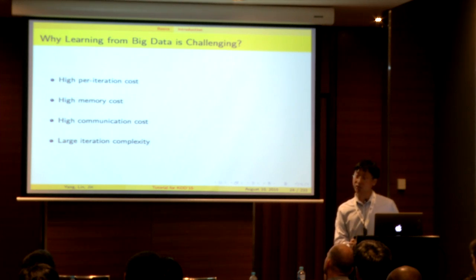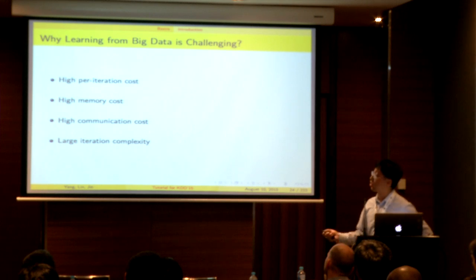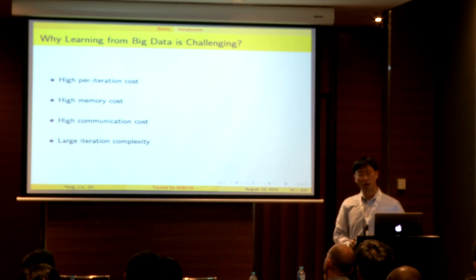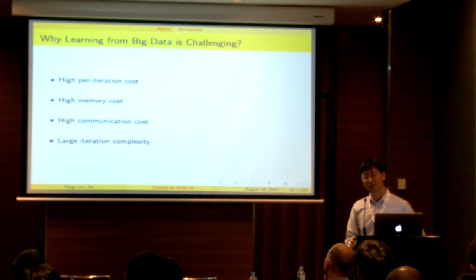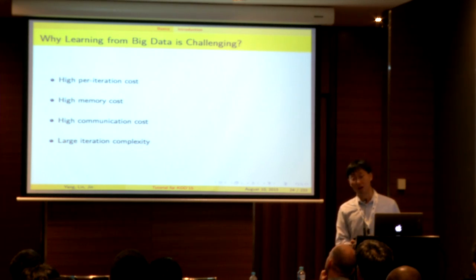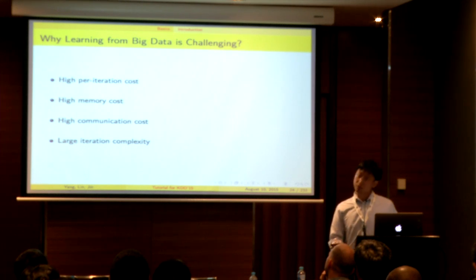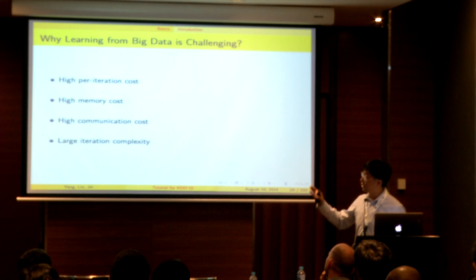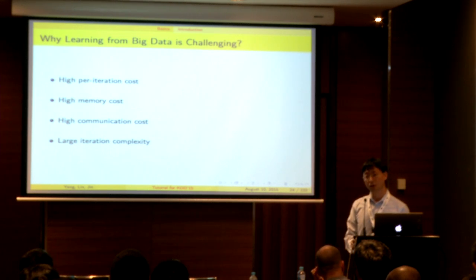And in this case, it will increase the communication cost between the machines. And big data also increases the per-iteration cost and the iteration complexity, which Qihang will talk about more later in the optimization part. So what we are going to present today are the algorithms and techniques that try to reduce this cost for big data, okay.